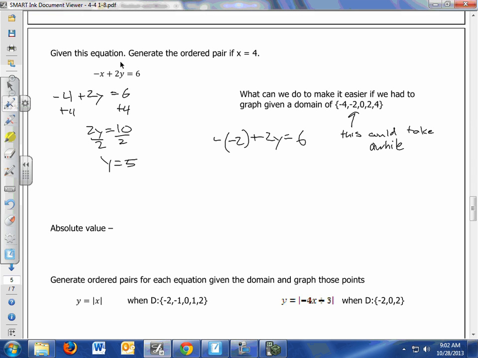Okay, we're on page 5 of your 1844 notes. We talked about, given this equation, generate the ordered pair for x equals 4, and we had to solve for y to figure out that y coordinate to give us our point (4, 5). And I asked, why would this take some time if we had to do it for the domain? And Ms. Sanchez correctly said, because we have to do it over and over and over again. We have to solve this equation every single time to generate these points. And sometimes that's easy, but sometimes it just is annoying, and I don't want to do it.